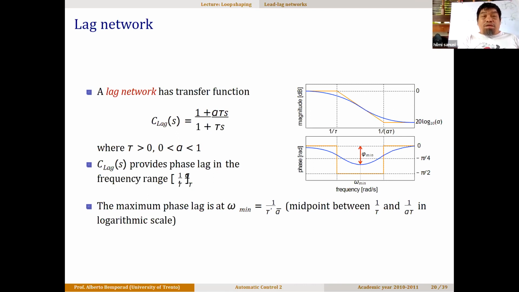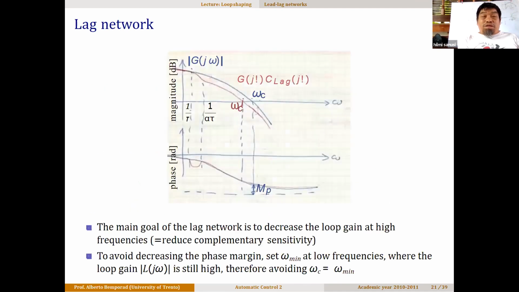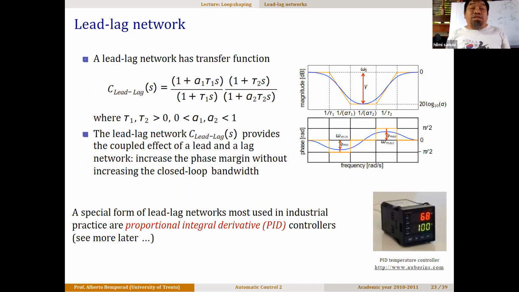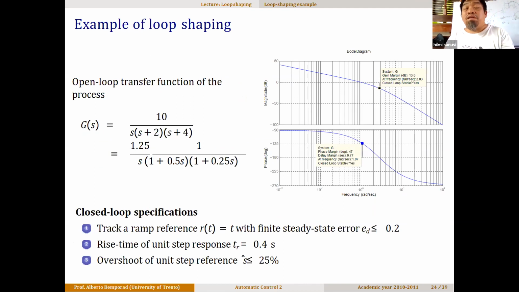So saya cut short sebab masa dah nak habis. Ada seminit lagi. So this is the lead lag network. Now we are talking. So this form of a lead lag network, macam mana kita nak implement lead lag network dalam PID controller? Sebab PID controller ni dalam industri dia dah ada PID block. So how can we implement this thing? So we will implement the loop shaping dalam PID so that we can establish the PID using a loop shaping.